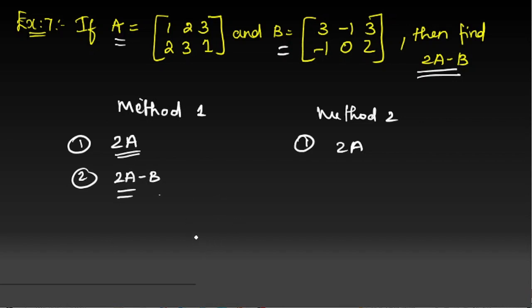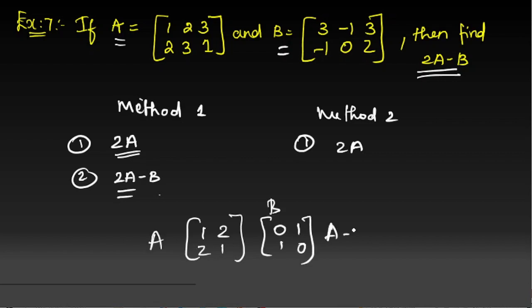Suppose 1, 2, 2, 1 is a matrix, and 0, 1, 1, 0 is another matrix. This is matrix A, this is matrix B. A minus B means from A you have to subtract B. 1 minus 0 is 1. 2 minus 1 is 1, 2 minus 1 is 1, and 1 minus 0 is 1. So like this, you know how to subtract two matrices. Using that, you can subtract. This is the first method, so that you can find the answer.